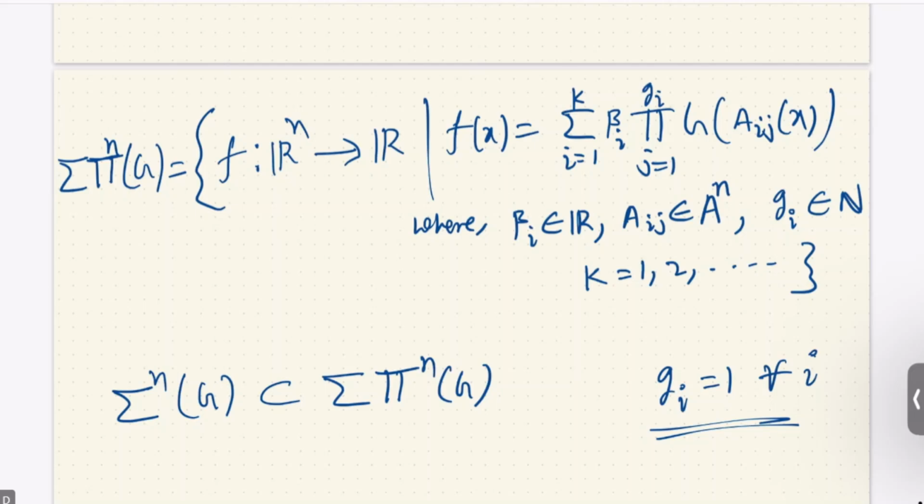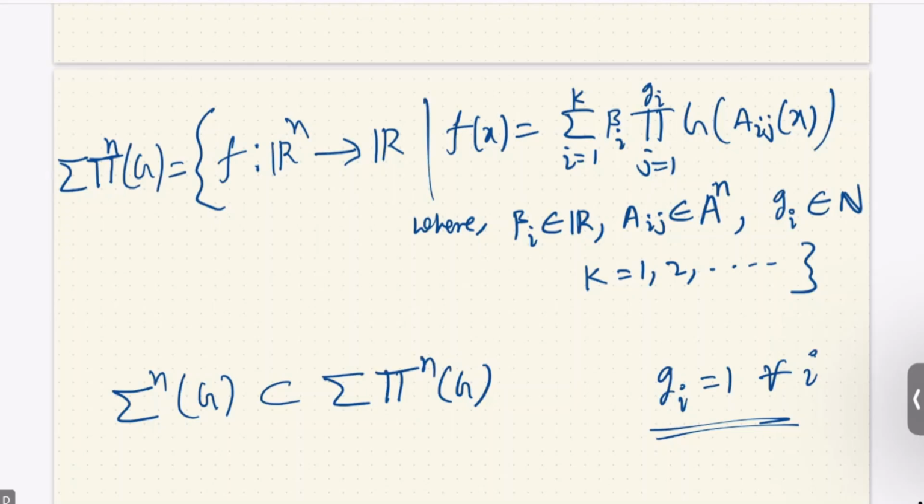Yes, sir. If g_i equal to 1, it means you are not doing any product, you are not forming any groups. If this term is excluded, look at the expression. If there is no product, it means only one term is there. You are not doing any product. That means you are literally removing this one. Simply the expression is sigma n of g.